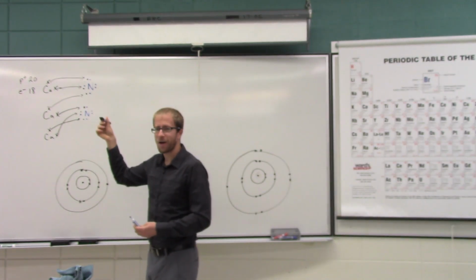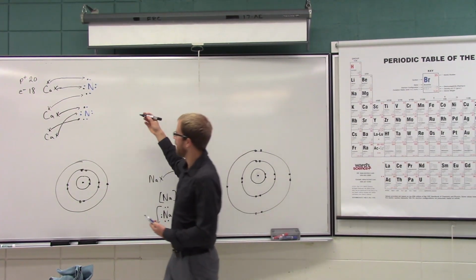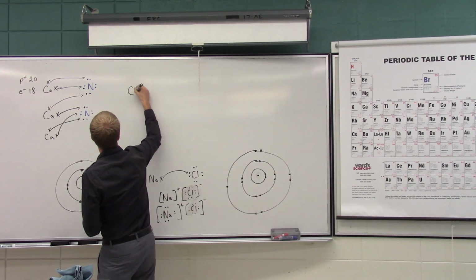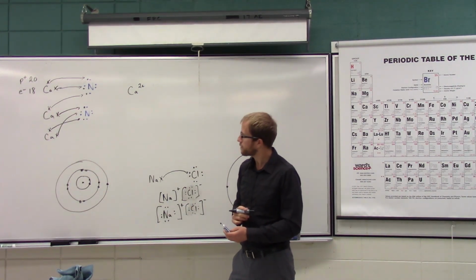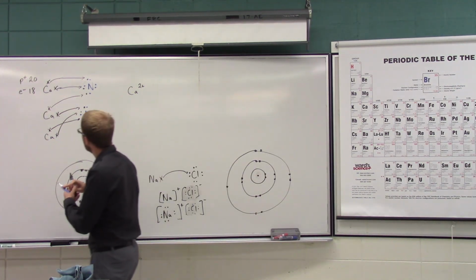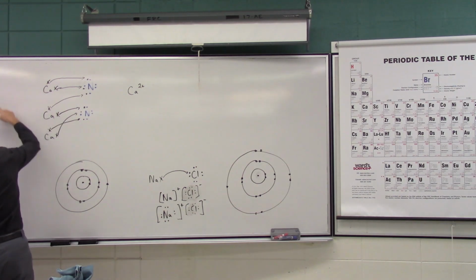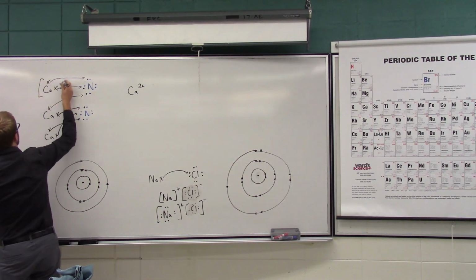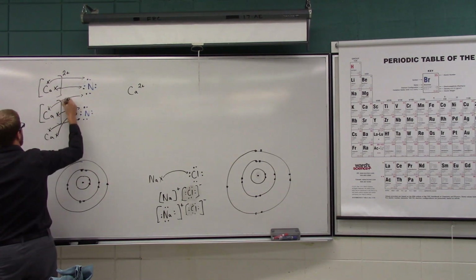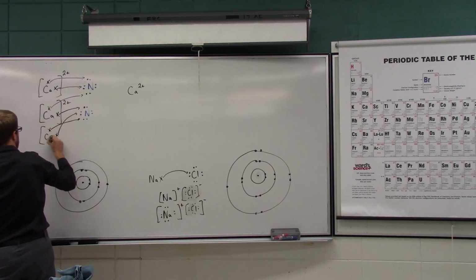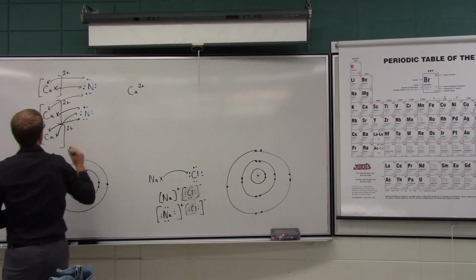So the charge on our calcium ions is now 2 plus for each of our calciums. So each of these calcium ions has a charge of 2 plus. I'm going to put that like this here. 2 plus, 2 plus, and 2 plus.